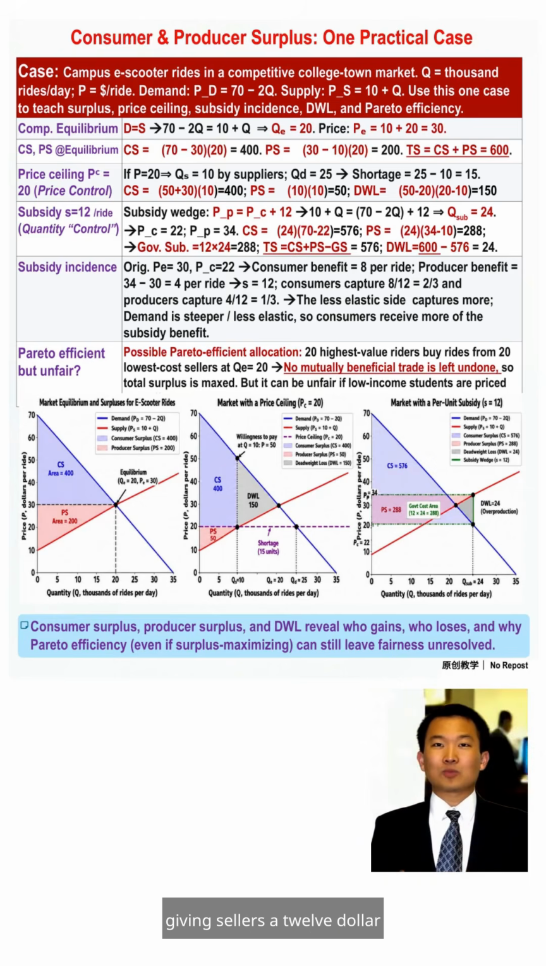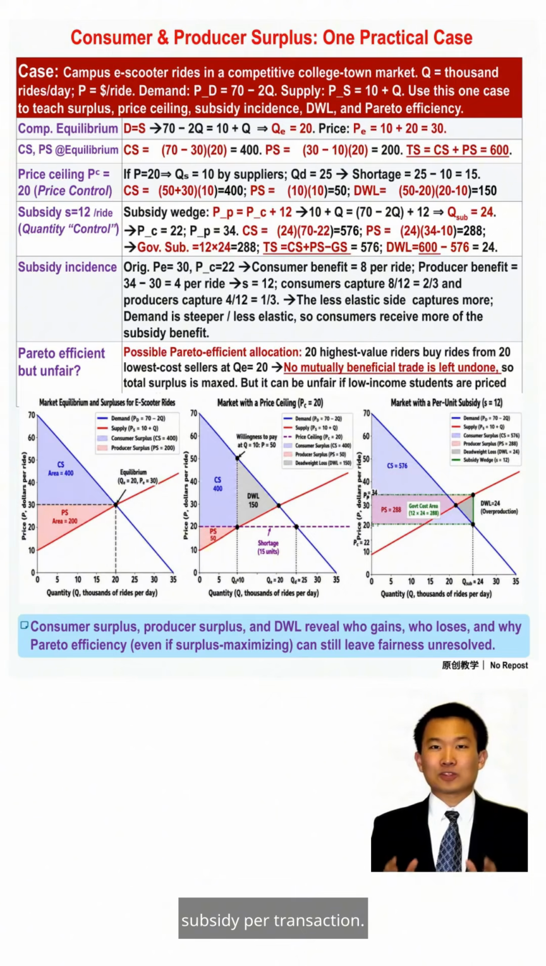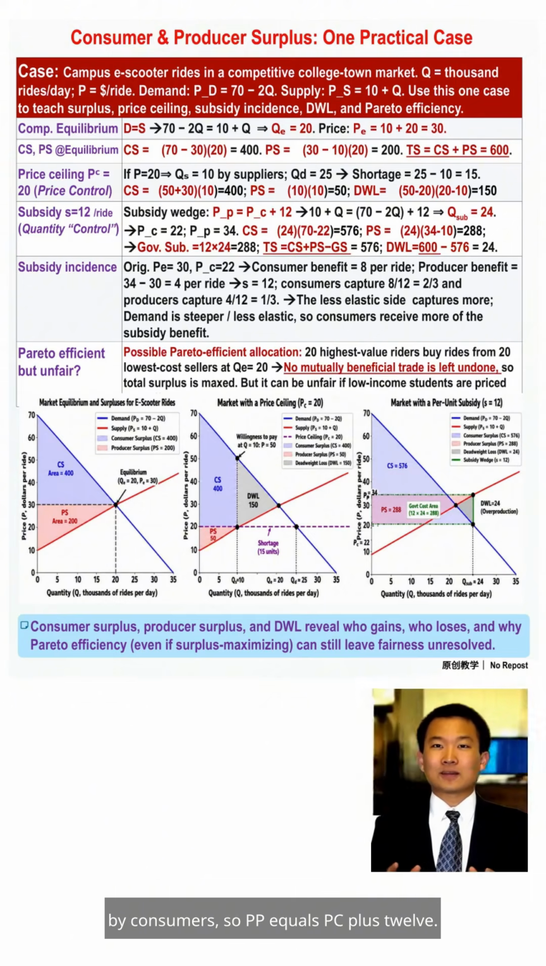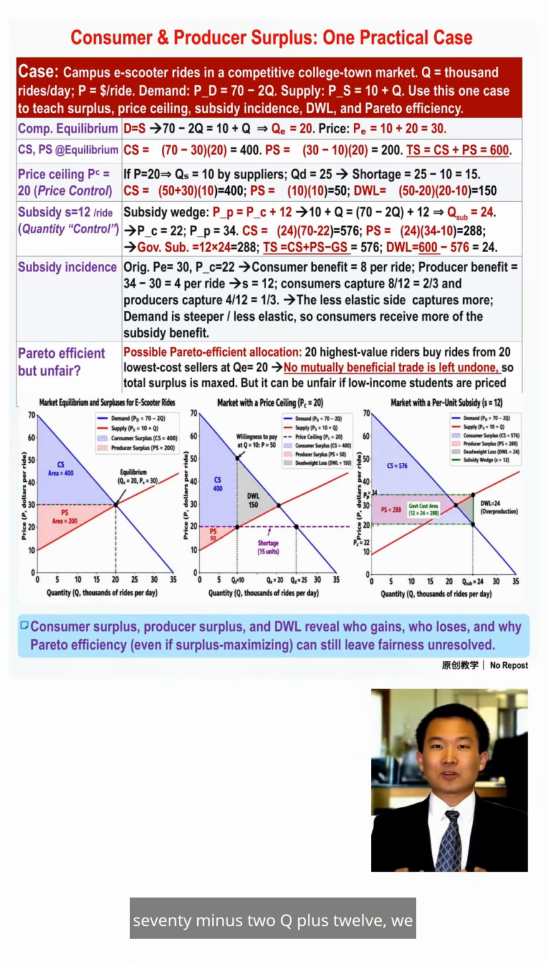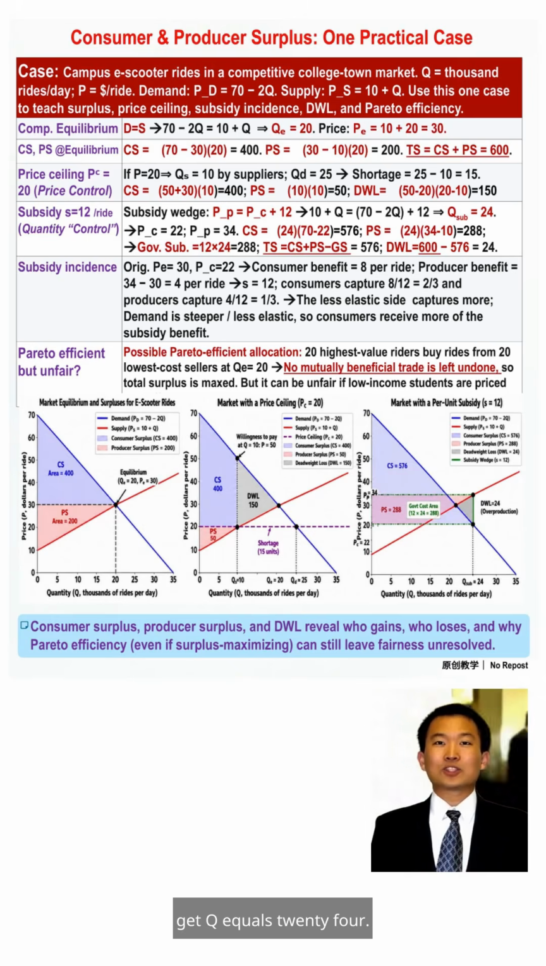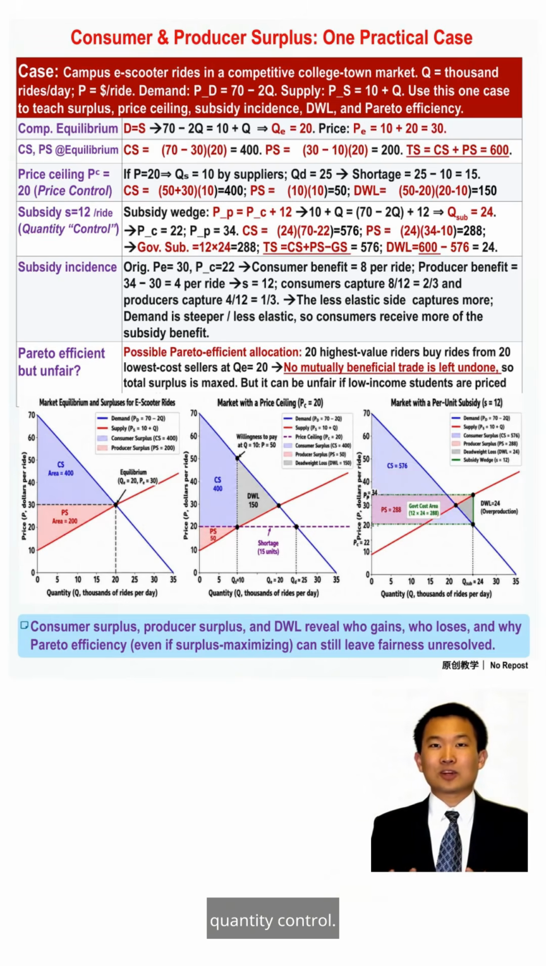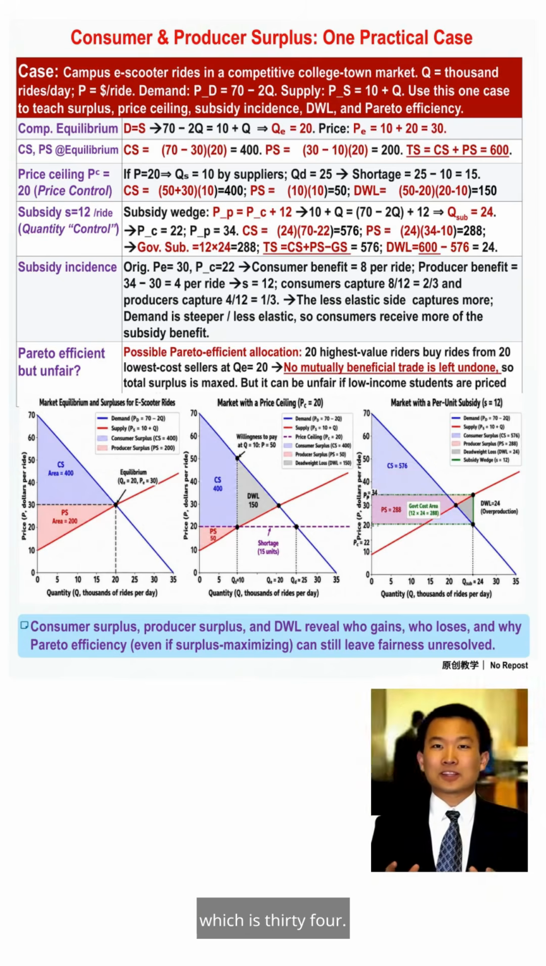Now the government switches to giving sellers a $12 subsidy per transaction. The subsidy makes the price received by producers $12 higher than the price paid by consumers. So PP equals PC plus 12. Starting from 10 plus Q equals 70 minus 2Q plus 12, we get Q equals 24. The result is a hidden form of quantity control. Consumers pay PC, which is 22, and producers receive PP, which is 34.